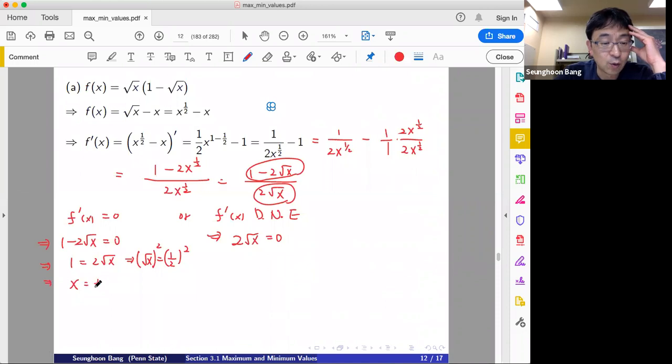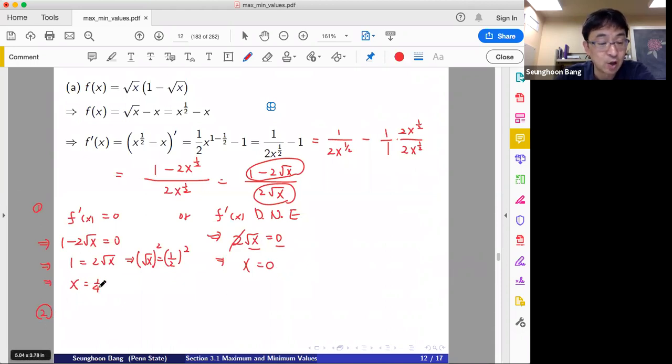X is 1 over 4. Second one, so you can eliminate 2, it doesn't matter. The root x equal to 0 automatically inside 1 equal to 0. We have 2 possible answers. So this is like step 1. The second step, you can check the 1 over 4 and 0 are in the domain.